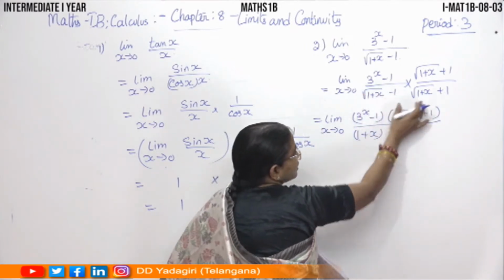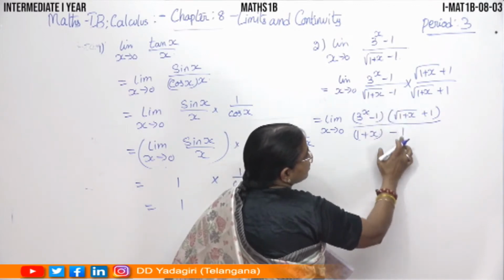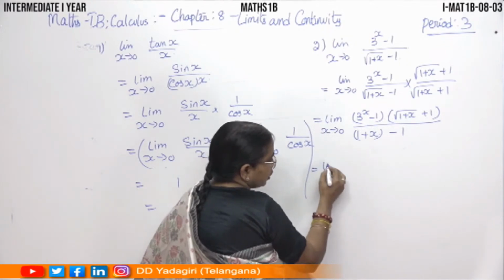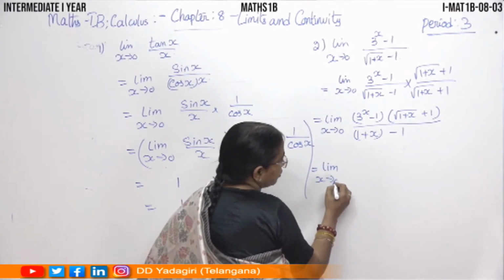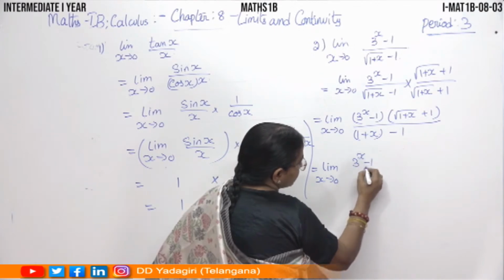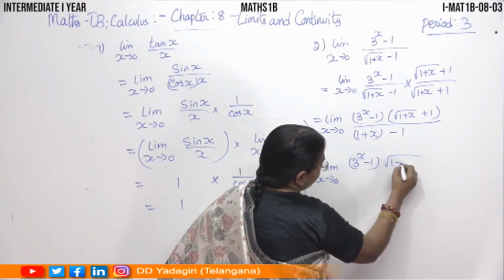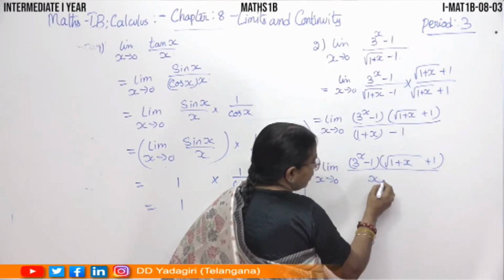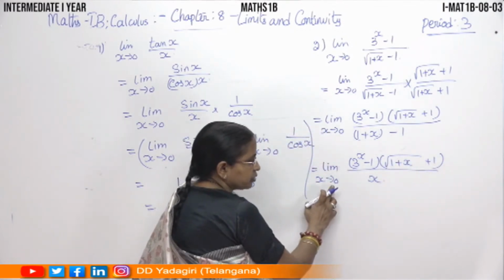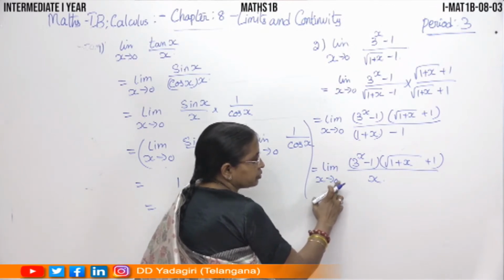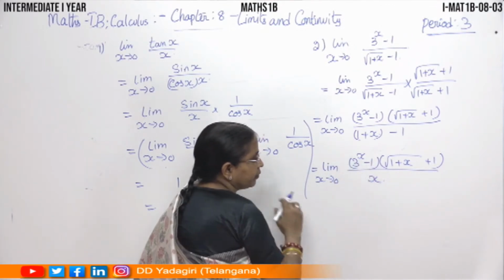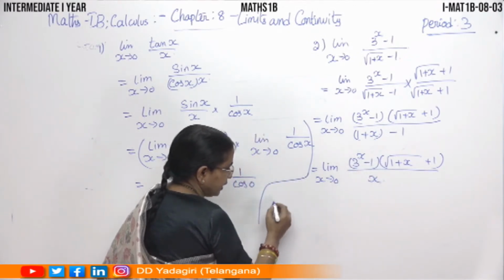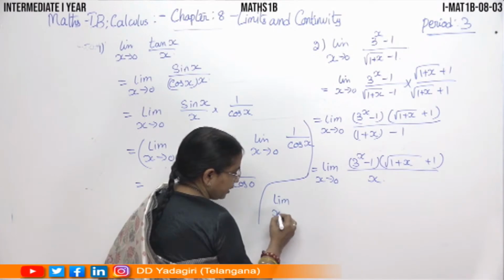So a square is this, root will go, and then minus b square. Then 1 and 1 also will get cancelled, and it is equal to limit x tending to 0 of (3 power x minus 1) into (root of 1 plus x plus 1) by x. Now you cannot directly substitute 0 here, because again when you substitute 0, this becomes 0 by 0 form. So only this part is in the standard form. So you have to split the limit and then find the limit.